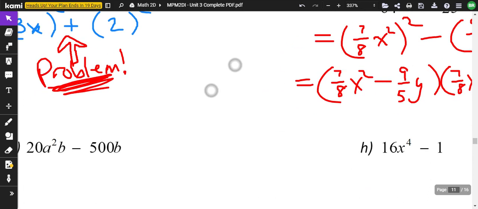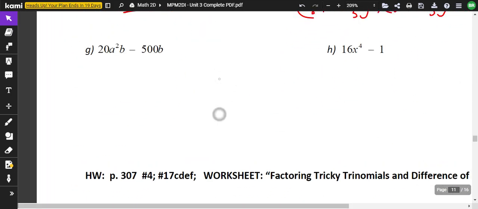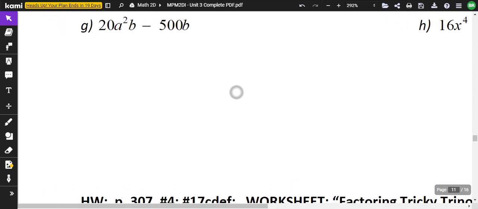Now we got down here, and I think you have just 2 more. Yeah, okay. So what do we have here? We have 20a squared b minus 500b. Now, I feel bad. I forget often to actually, well, I don't forget often. I think I say it more often than I don't.